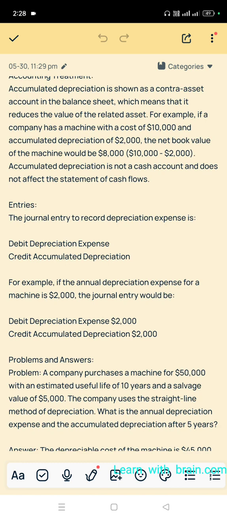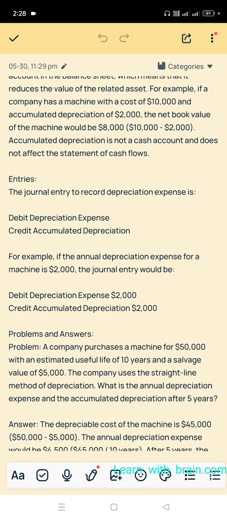Accumulated depreciation is not a cash account and does not affect the statement of cash flows. We know already, accumulated depreciation is not a cash account, so it doesn't affect the statement of cash flows.